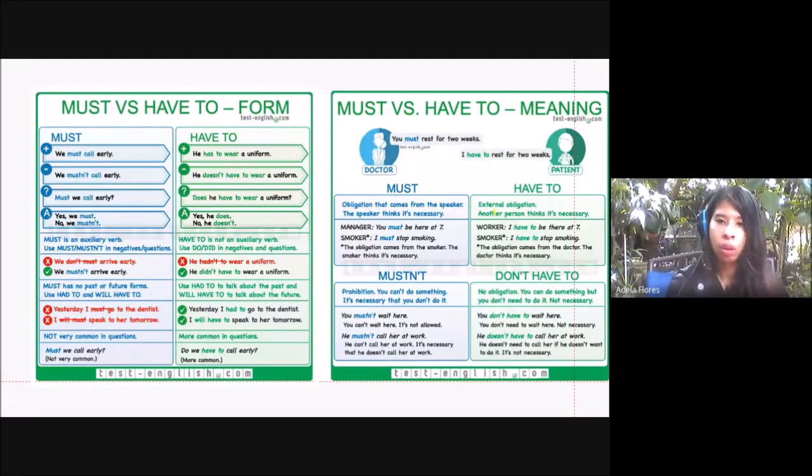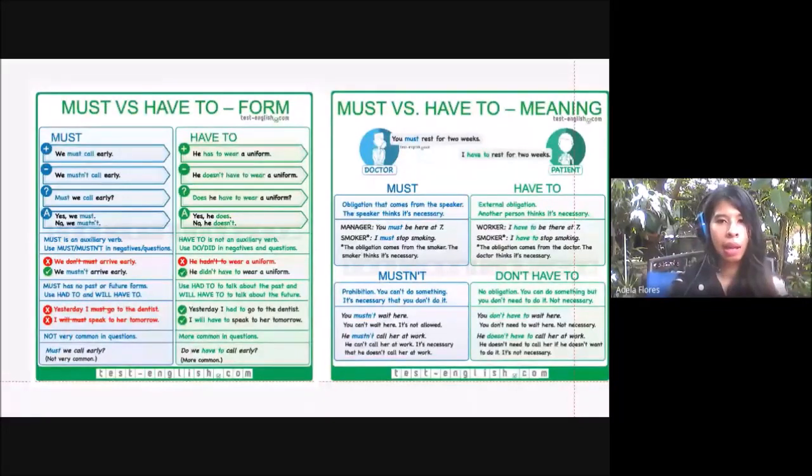Pero have to es como una obligación externa. Es como una orden que alguien más le esté dando. For example, I have to be there at 7. Como me están obligando a estar ahí a las 7. No es que yo quiera, no es que yo lo considere necesario, sino que me dicen que tengo que estar a esa hora. I have to stop smoking. Tengo que dejar de fumar. Es una obligación que, por ejemplo, el doctor me dijo. Okay. So, this is the difference between these two.